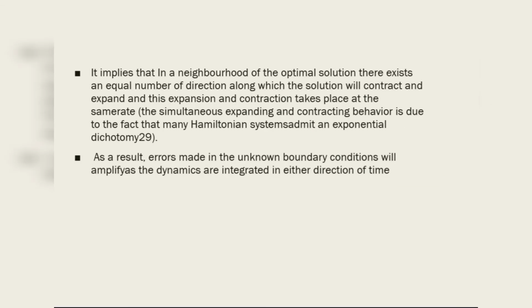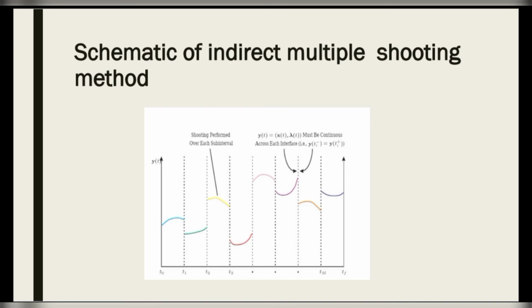It implies that in the neighborhood of the optimal solution, there exists an equal number of directions along which the solution will contract and expand, and this expansion and contraction takes place at the same rate. As a result, errors made in the unknown boundary conditions will be amplified as the dynamics are integrated in either direction of time. Here is a schematic of the indirect multiple shooting method.